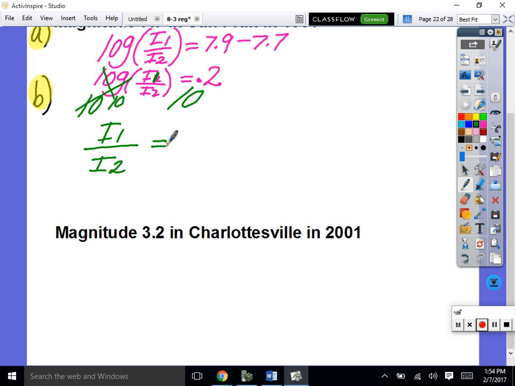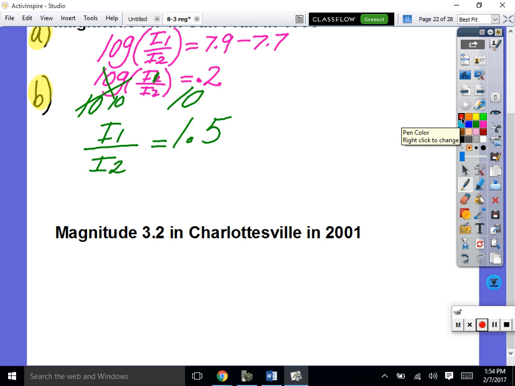10 raised to the 0.2 power. What is that? 1.5. Okay. So now, if I want to take this literally, couldn't I solve for I1, intensity 1?